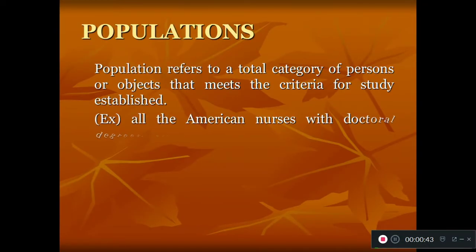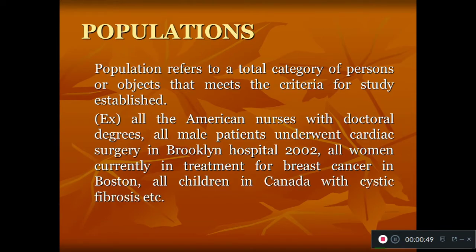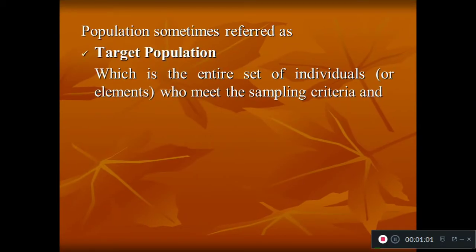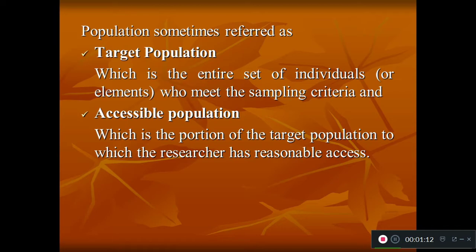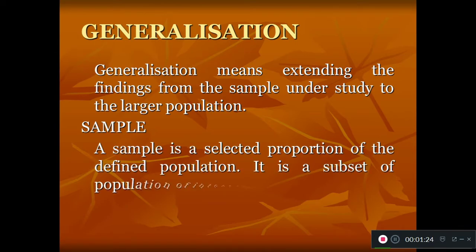And you know what is the definition of population? So population is the total category of person or object that meets the criteria for study established. So this is the population definition, and we know that the population can be defined in two ways. One is target population. So target population are those population which meets the sampling criteria, and accessible population are the portion of the target population which the researcher has reasonable access.